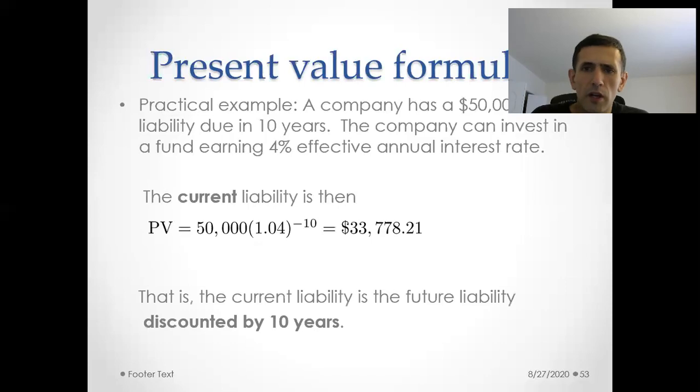Or maybe in shorthand, a quick way to say this is the current liability is the future liability discounted by 10 years. Now, obviously, this is subject to accountants playing games, thinking the company can get an unrealistic rate of return, they can invest in a fund earning an unrealistic interest rate, but we're not going to get into that.